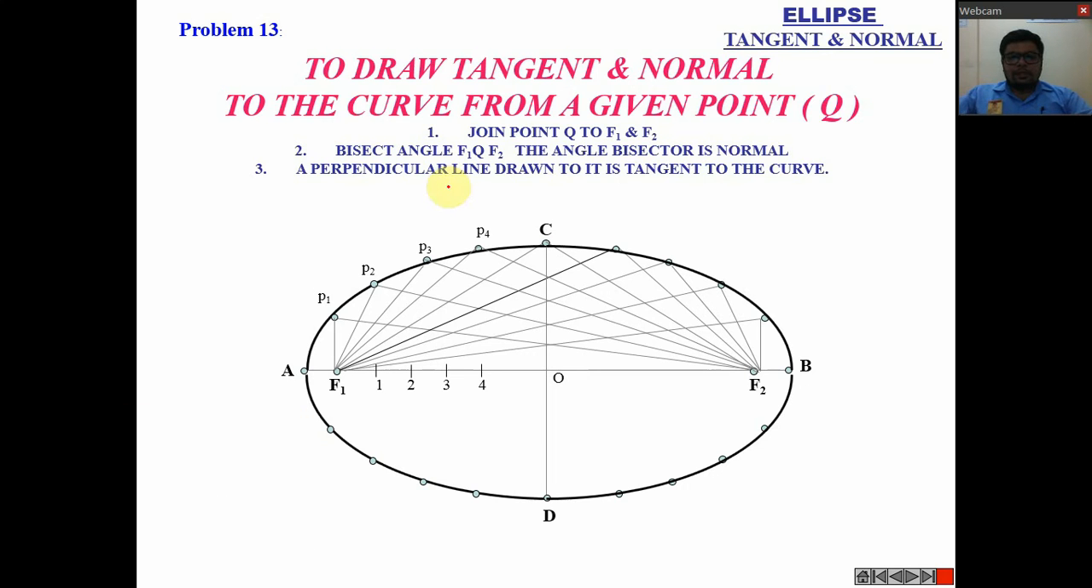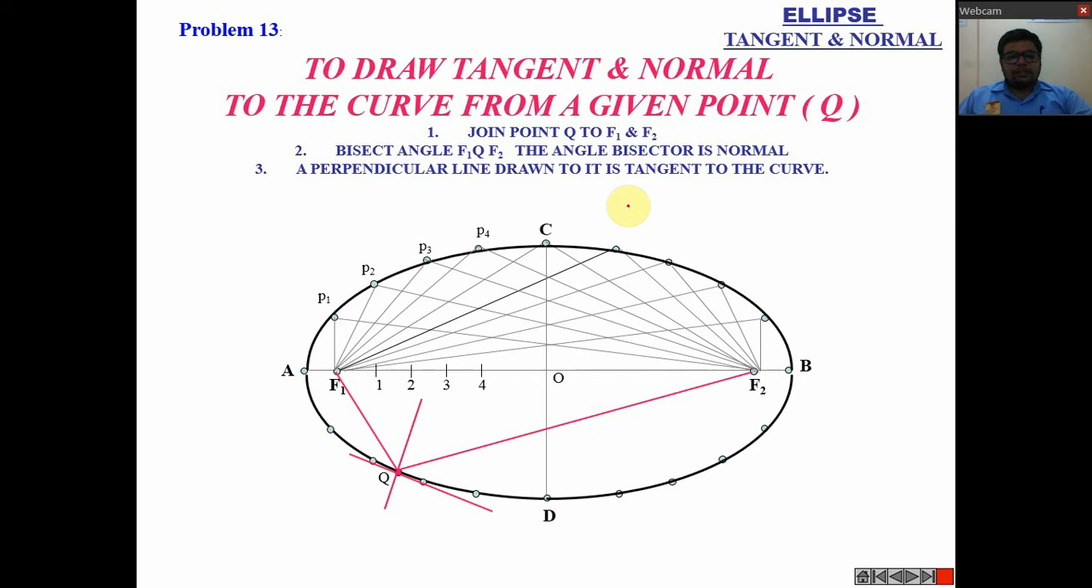what I am saying here is after drawing the ellipse by any method, if we want to mark the tangent and the normal for any particular point, something like this Q point, then what we have to do, first we have to connect this Q with F1 and then with F2. Then next step, we have to draw one normal line, something like this, and then a tangent line.